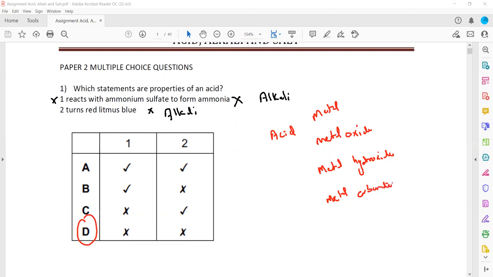And what about the effect on the litmus paper? When we add an acid, acid will turn blue litmus red. But in this question, they mention it turned red litmus blue. So that is not the property of acid. So 1 and 2 are not the properties of acid. That's why D is the right answer. Is it clear? The first question. Anyone having a doubt? The first one.